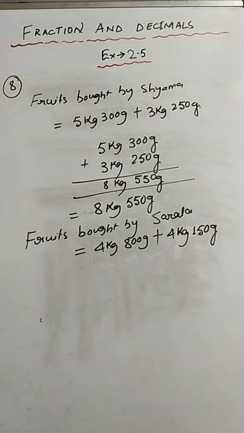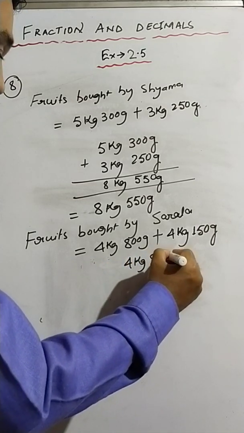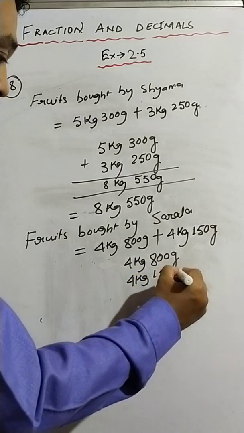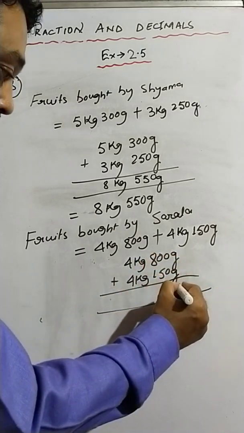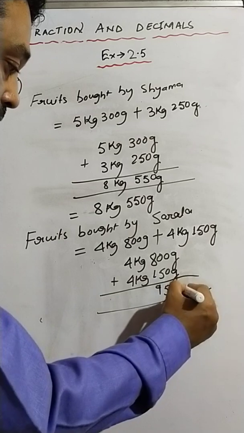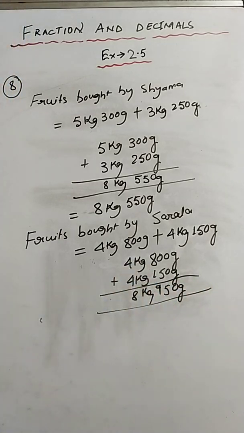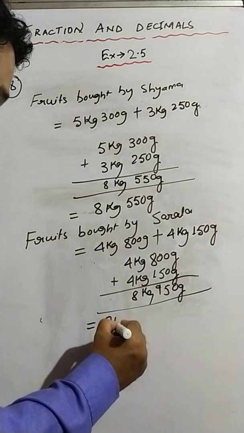So again we have to add this in the same way. So 4 kg 800 grams, and again 4 kg 150 grams. So we'll add it. So it would be 950 grams, and 4 plus 4 is 8. So what is the total bought by Sarala? Fruits bought by Sarala is 8 kg 950 grams.